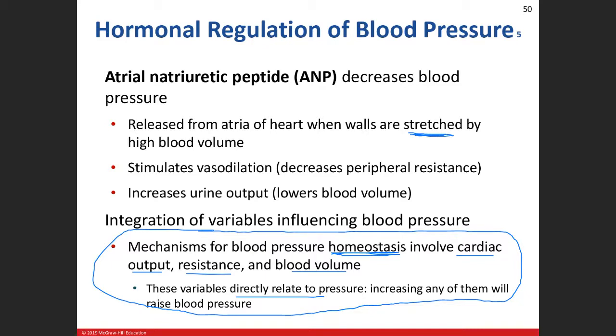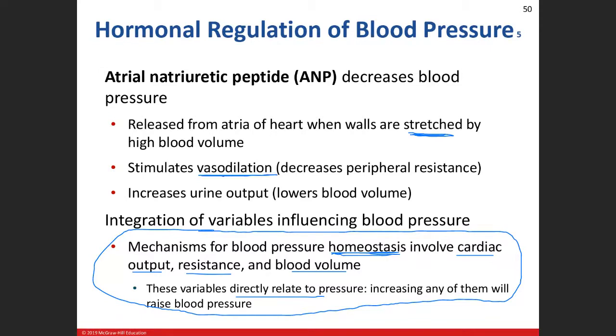So if you have an increased blood pressure, we saw what happens when your blood pressure is low. We saw what happens with the angiotensin 2 axis. We saw what aldosterone does. We saw what ADH does when blood pressure is low. Now, blood pressure has gotten high, so more blood is returning to your heart, and it stretches the walls of the atria. So the atria then will start to secrete the ANP, which causes vasodilation.